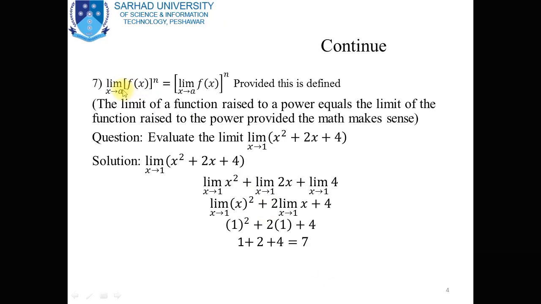And law number 7: limit x tends to a of f of x to the power n is equal to limit x tends to a of f of x, whole power n, provided this is defined. It means that the limit of a function raised to a power equals the limit of the function raised to the power, provided the math makes sense.